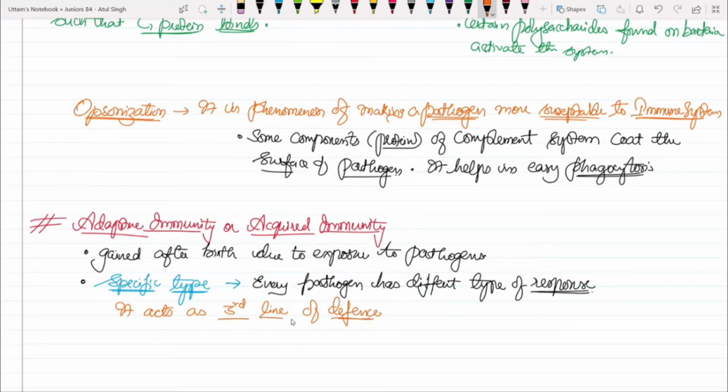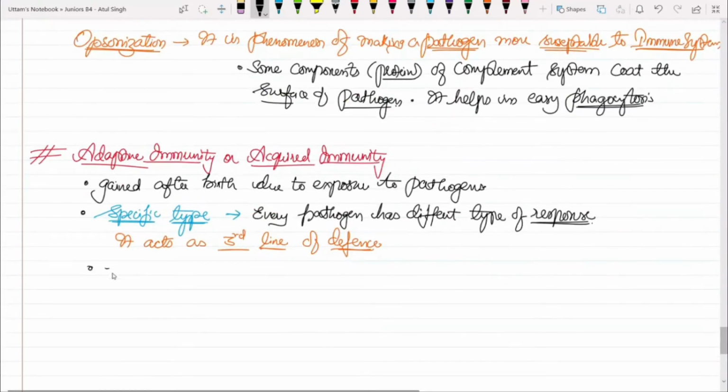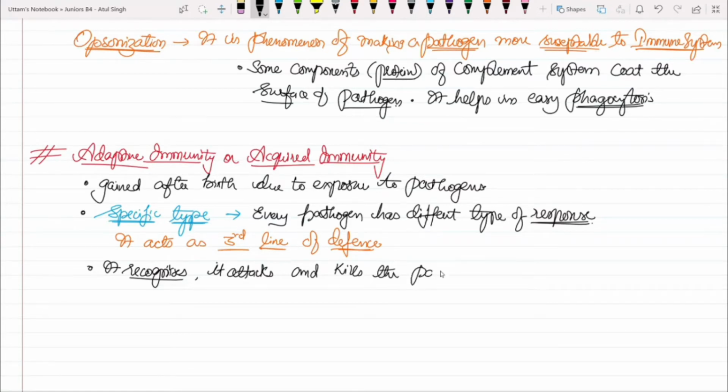First and second line of defense, innate immunity. The third line of defense is the acquired immunity. It recognizes, then it attacks and kills the pathogen. It kills the pathogen, right?